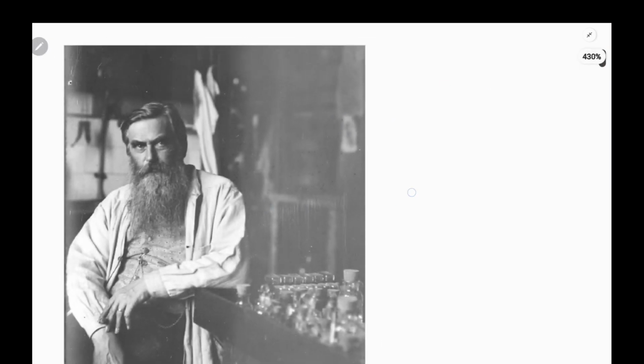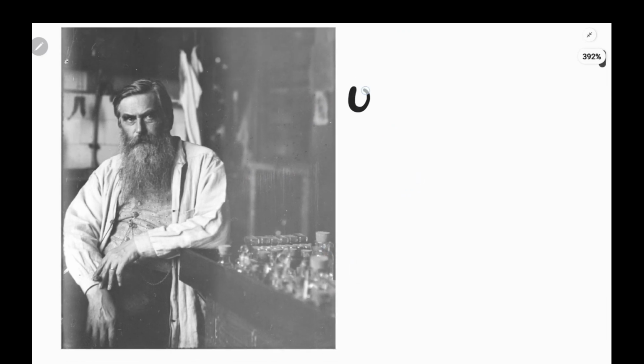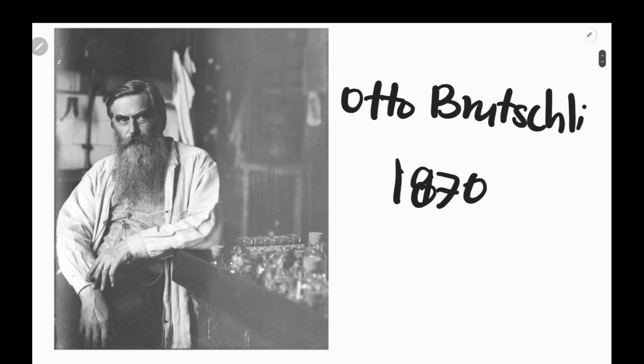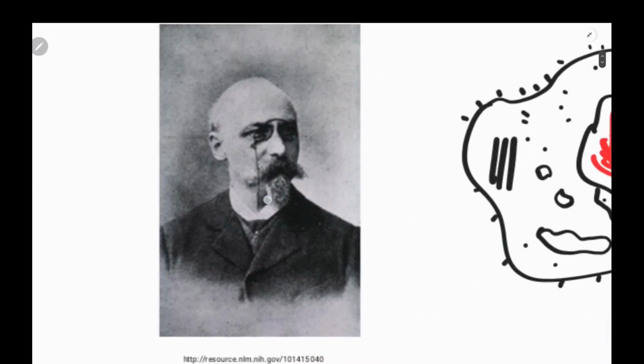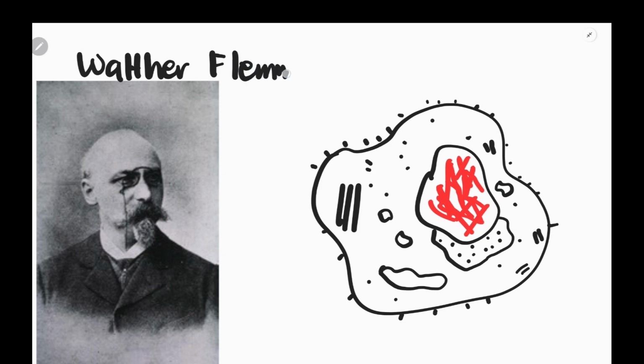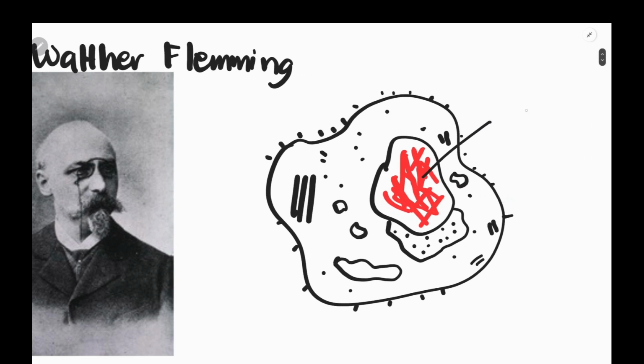A brief history lesson first. The separation of cells to form daughter cells was first described by Otto Bütschli back in the 1870s. Another scientist is this guy, Walter Fleming, who in 1879 first coined the term mitosis, which came from the Greek word mitos, meaning threads. This is to describe the appearance of chromosomes under the microscope.